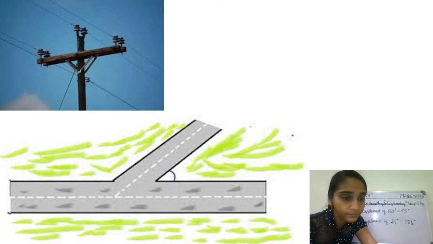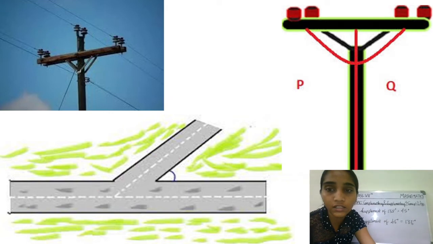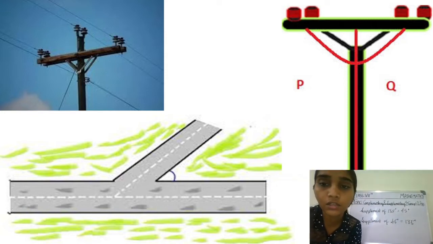Now you can see that, let me highlight it for you, these are the two supplementary angles we are getting over here. Yes, you can see which are those two supplementary angles. Similarly, you can see on this electric pole also, where P and Q, because these two angles are making 180 degree. So P and Q are supplementary angles.